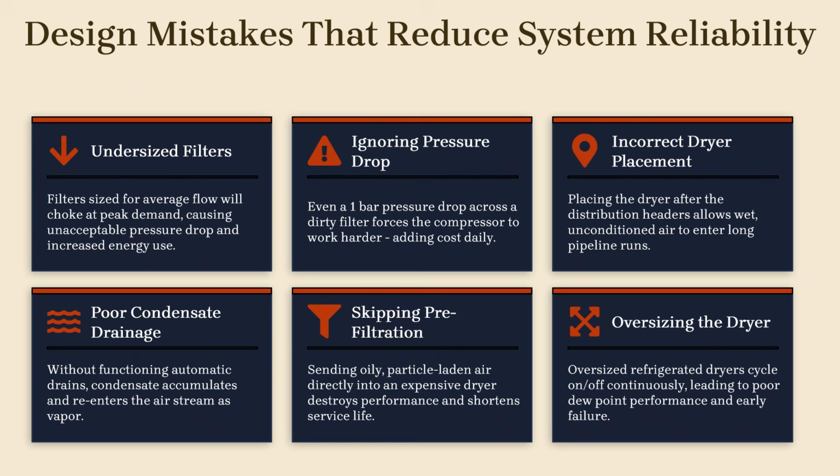Incorrect dryer placement is another major problem. If wet air enters long distribution pipelines before drying, corrosion and contamination spread throughout the system. Poor condensate drainage allows water to accumulate and re-enter the airstream, while skipping pre-filtration can damage expensive dryers and reduce their service life. Even oversizing the dryer can create problems. Oversized refrigerated dryers may short cycle repeatedly, reducing dew point stability and accelerating equipment wear. Avoiding these mistakes is critical for achieving efficient, reliable, and long-lasting compressed air system performance.